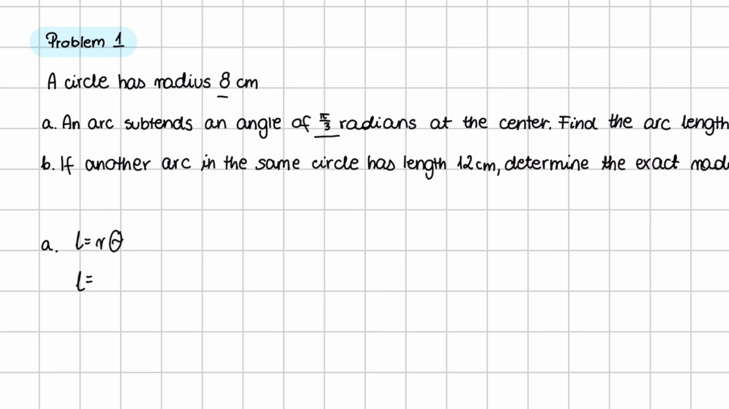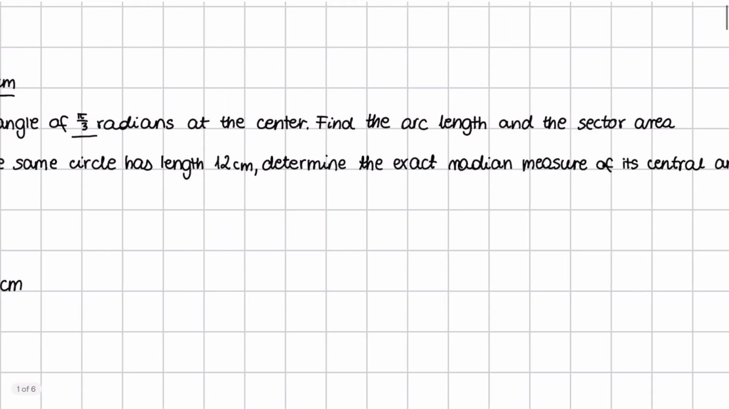So r is 8 centimeters and our angle theta is pi over 3, so times pi over 3, and it equals 8 pi over 3, and this is 8.38 and units, so centimeters, and we have to find the sector area.